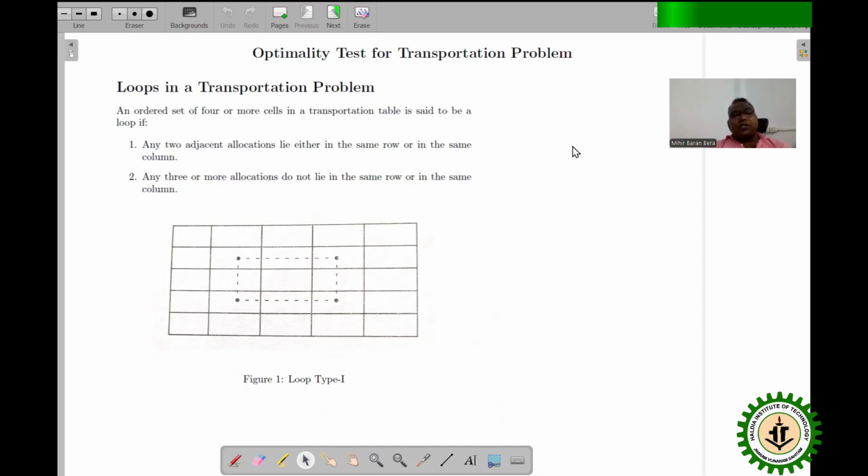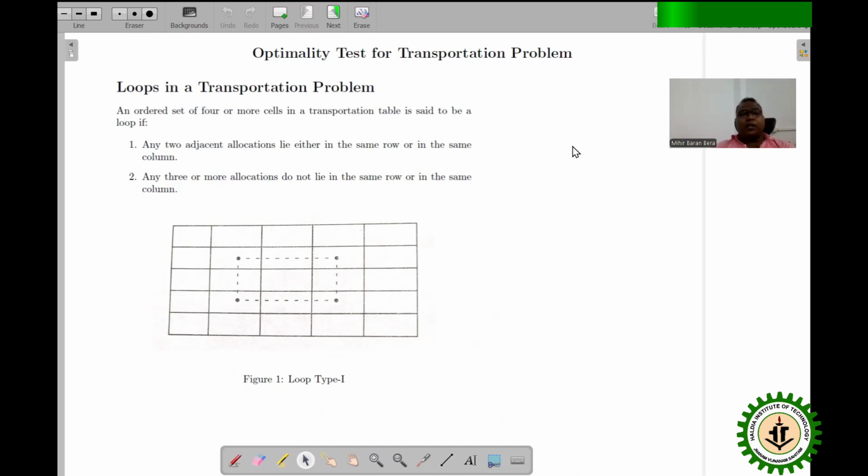The third case was, if any of the delta ij is less than 0, then what would happen? In these two cases, the procedure is the same. So in this lecture, we will consider these two types of situations. Now, in these two cases, we need the concept of the loop in a transportation problem.